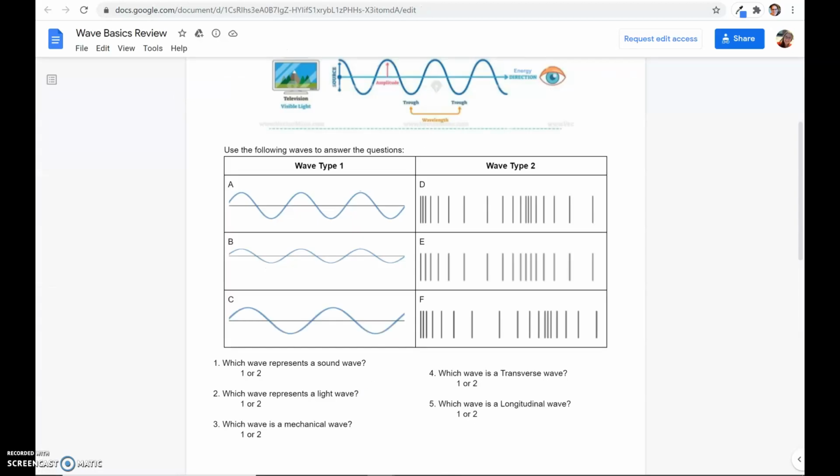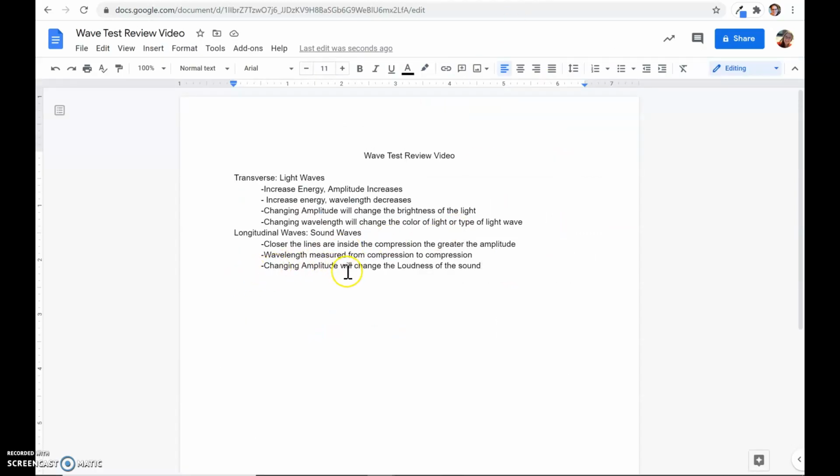So when we're looking at these sound waves, here is our example. D through F are examples of sound waves. If we change the amplitude, we're going to change the sound. Between D and E, D has closer together lines in the compressions. So that means D is going to be a louder sound than E because D has greater amplitude. So when we change the amplitude, or how close the lines are together in the compressions, it will change the loudness of the sound.